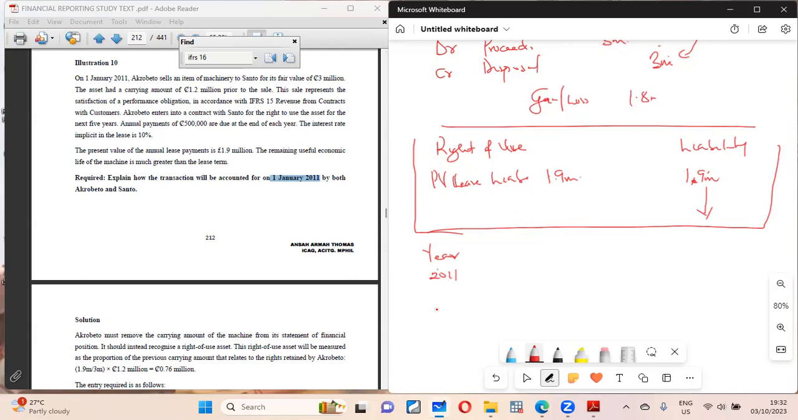What will be our balance carried down? Our balance brought down, how much will it be? 1.9. What comes first? This one is at the end of the year, in arrears. So what comes next? The finance cost will come. The rate is 10%. So it will be what? 10% of 1.9 is what? 0.19. Is that it?